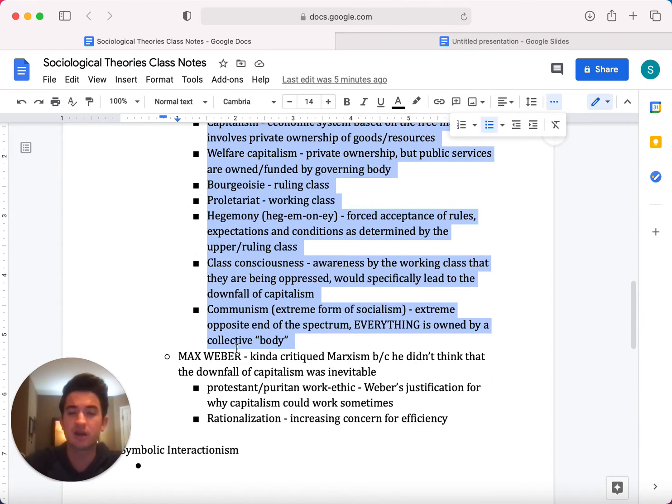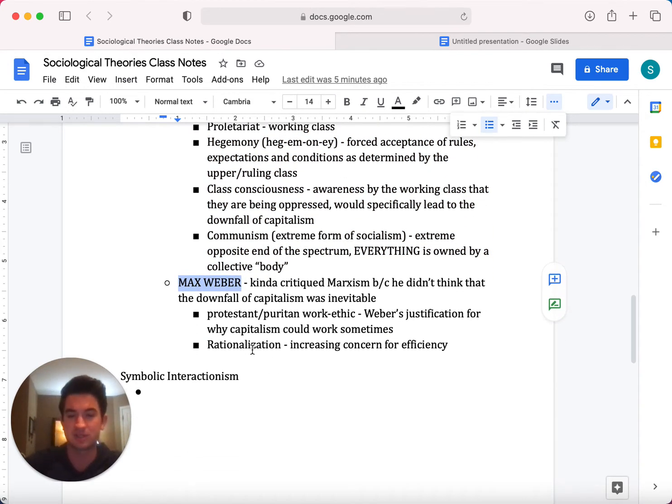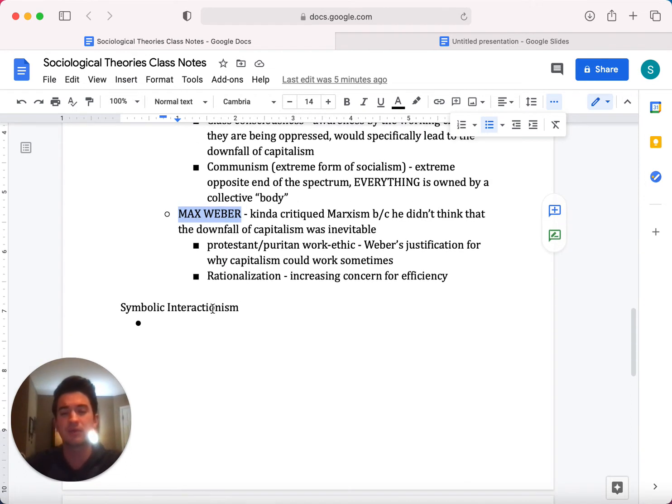And then we also talked about this guy, Max Weber, who's going to come up again when we talk about symbolic interactionism in a second. If you remember from last week, I told you that Max Weber is like the guy from the Muppets, the guy that sits up in the rafters. At least that's how I think about him.